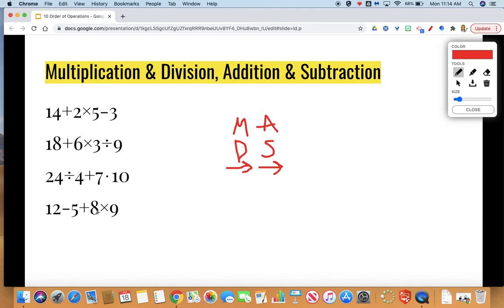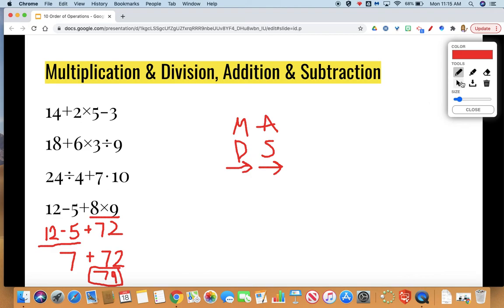Subtraction, addition, and multiplication. Multiplication should come first. 8 times 9 is 72. Bring down the rest of your problem. 12 minus 5 plus that 72. I now have subtraction and addition. Which one comes first? Whichever one shows up first, because we move from left to right if that's all we have left. 12 minus 5 shows up first. That gives me 7. Last thing we do is 7 plus 72 to get our answer, 79.